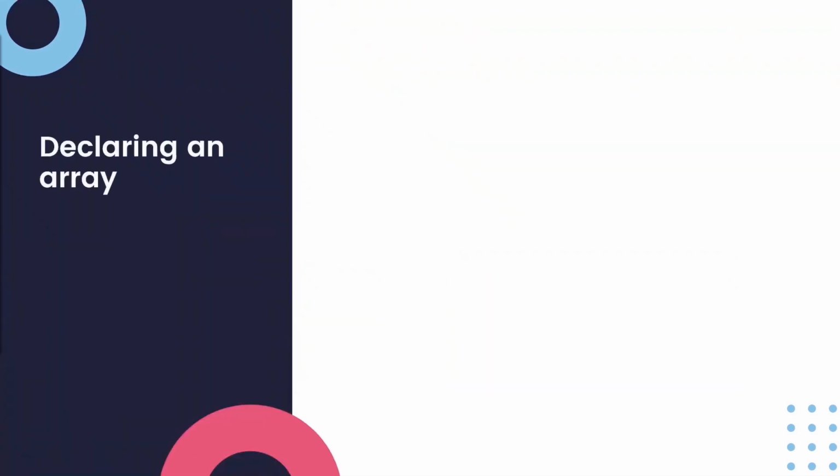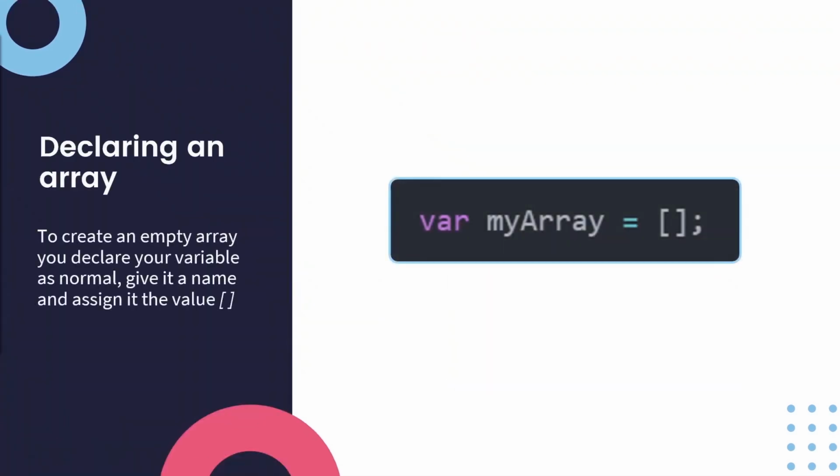Now, how exactly does one declare an array? Well, here's a simple example. Much like with a variable, we'll call the var keyword and then we'll give it a name and we'll set this equal to square brackets. Now, in this instance, this array is not populated. So essentially, it's a blank array.